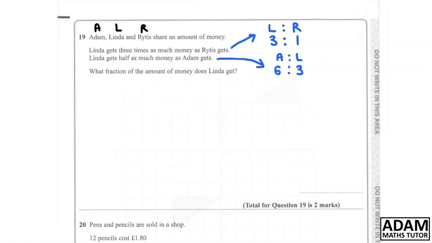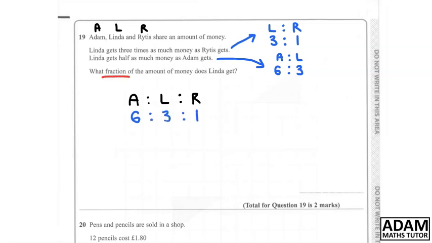Question 19. Adam, Linda and Ritis share an amount of money. So Linda gets 3 times as much money as Ritis gets. So Linda to Ritis would be 3 to 1. And then Linda gets half as much money as Adam gets. So Adam to Linda, well, if Linda had 3 parts and she gets half as much as Adam gets, so Adam would get 6 parts, then I can combine these ratios and write them as Adam to Linda to Ritis, which was 6 to 3 to 1.